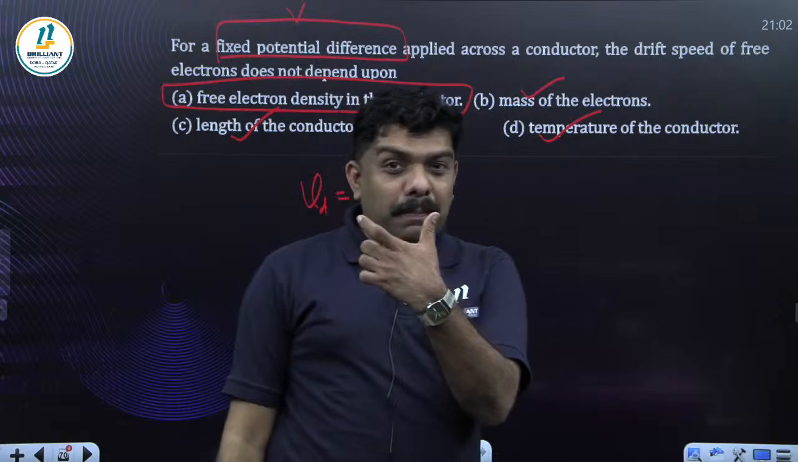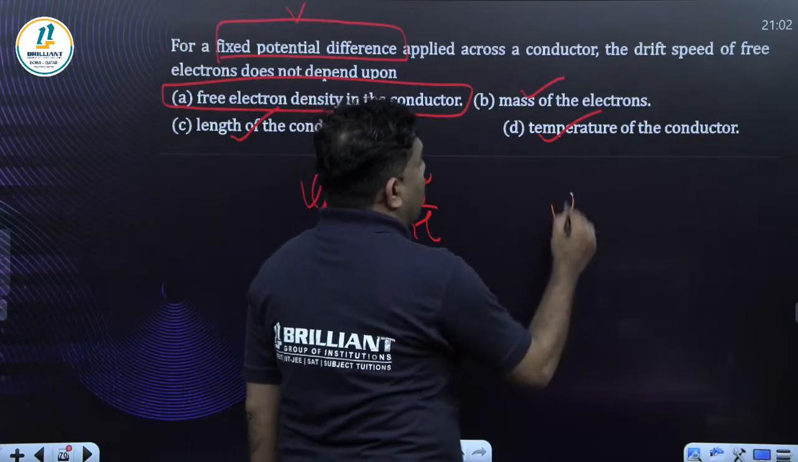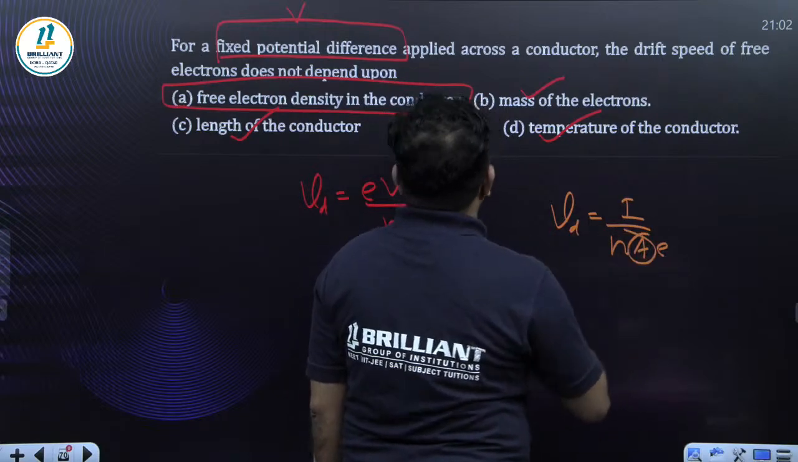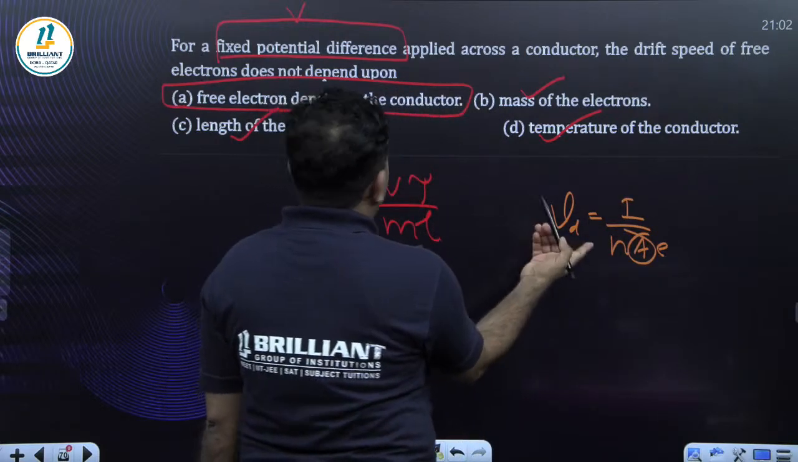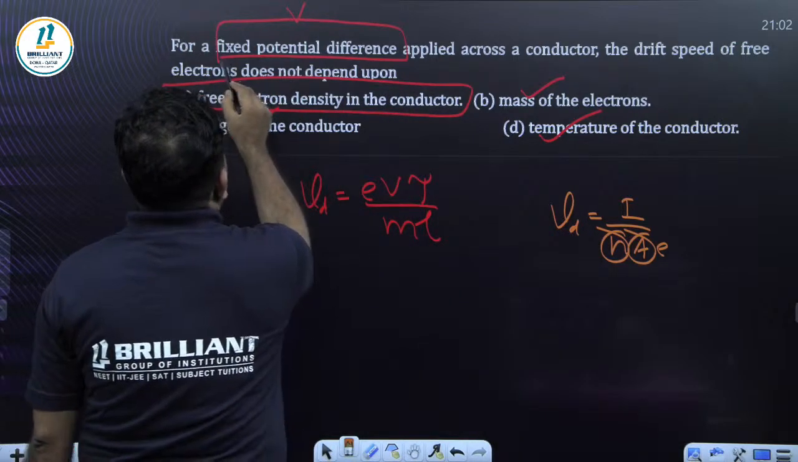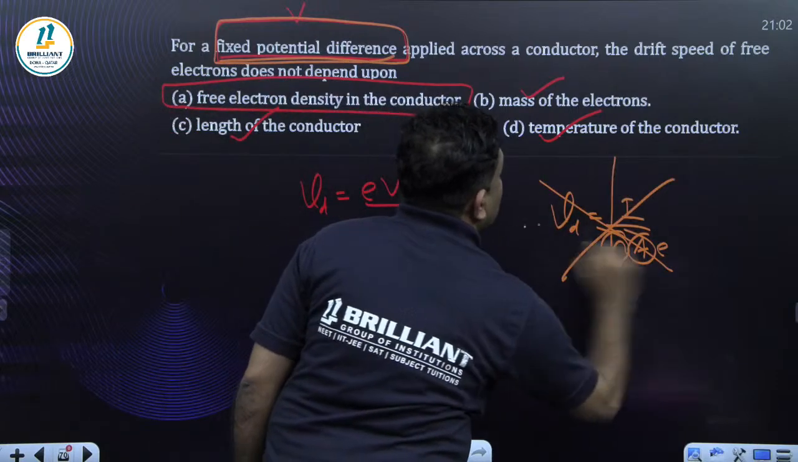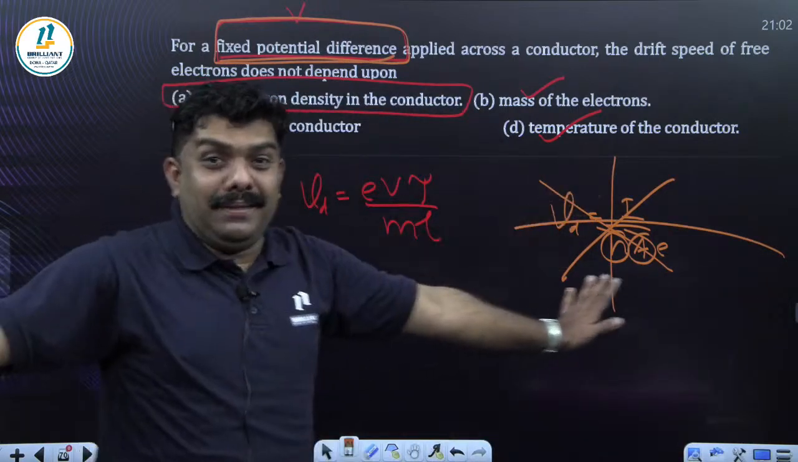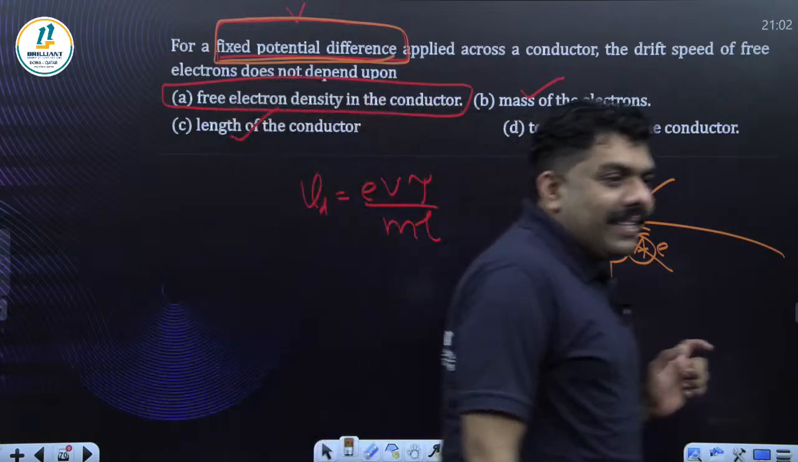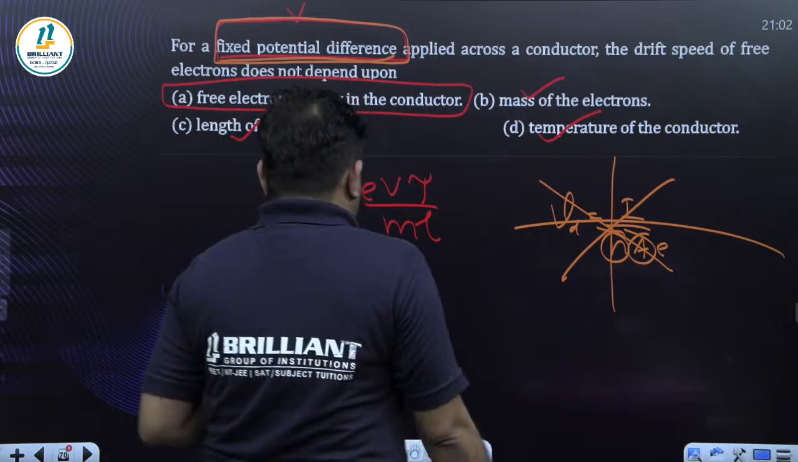This question also has a problem. Students may think like that: sir, here V_d equal to I by nAe, where area depends, number density depends, then why not? Look, fixed potential difference is mentioned correctly, so this equation is not applicable there. Wipe it out from the mind. V_d equal to eE tau by m, with E equal to V by L, is the only correct one. So we get that free electron density is the answer.